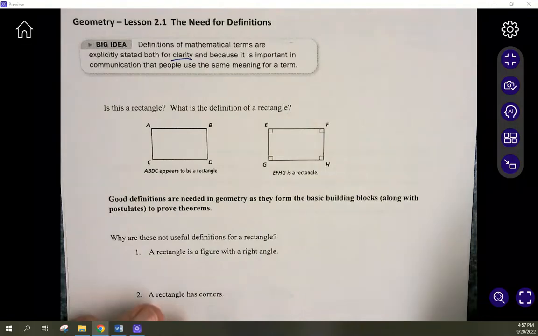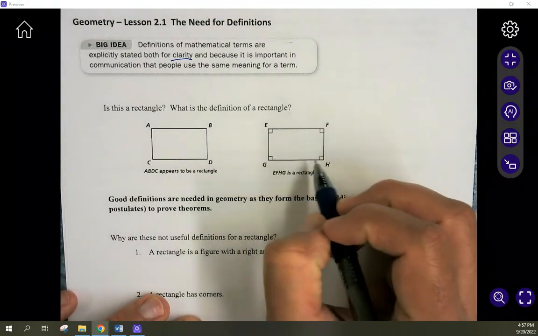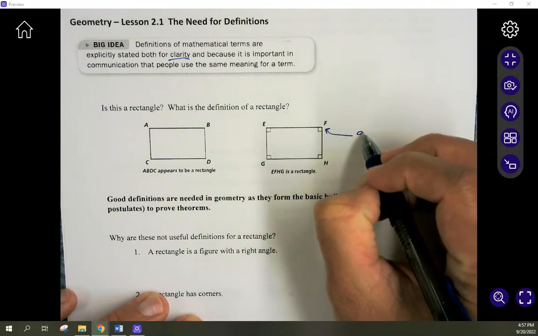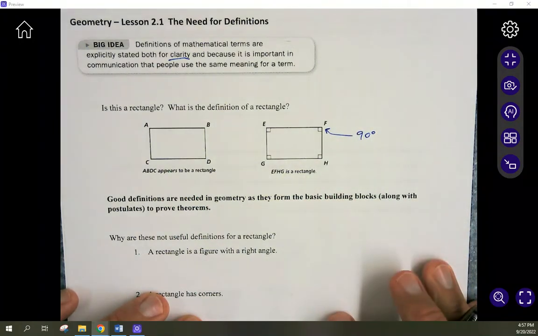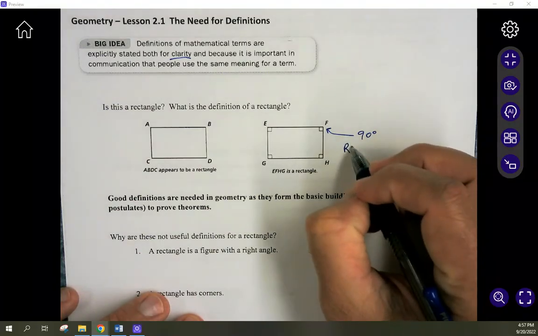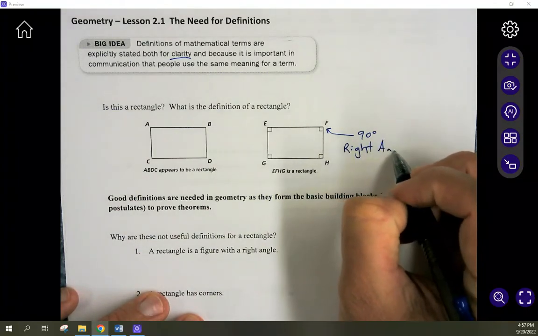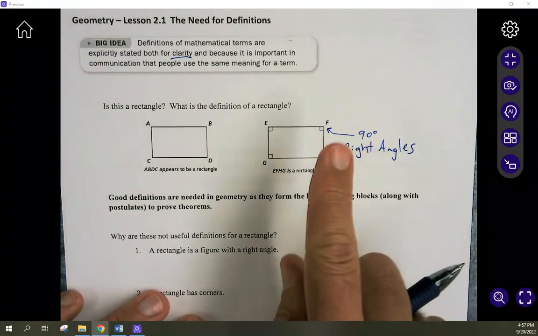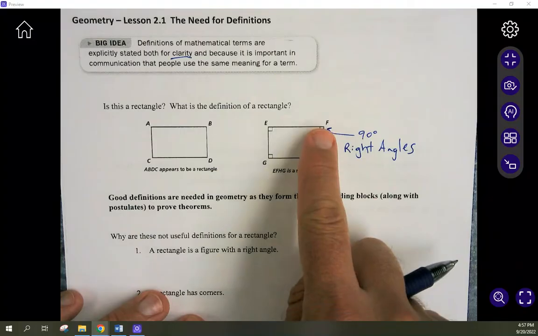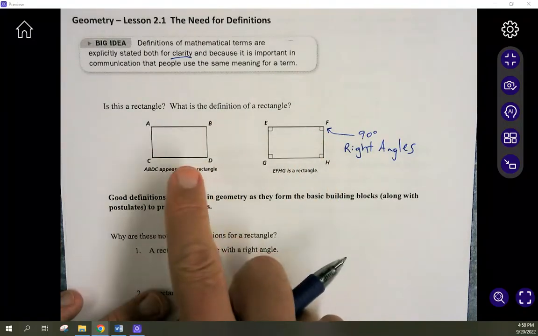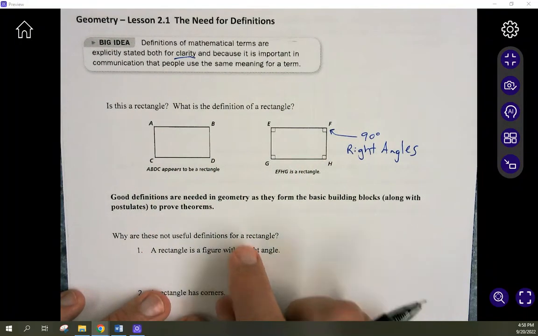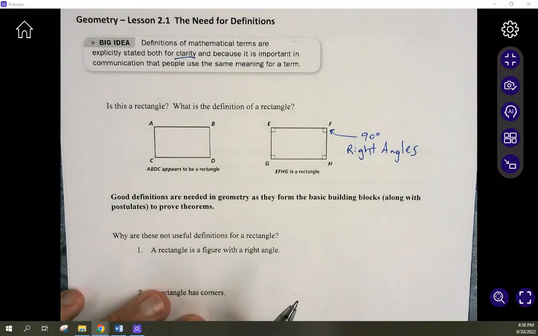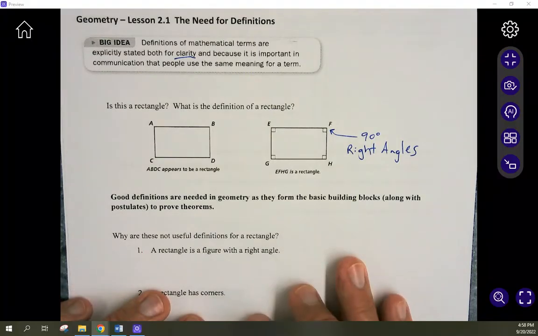So what's the difference between the two? Well, this one has these little markings. First of all, let's make sure we understand what those markings represent. Those markings show that those angles are 90 degrees or right angles. So in order for me to say that this is a rectangle, I must see that there are right angles. While this one appears to be a rectangle, I can't prove that it is unless I have these right angles. So what's the definition of a rectangle? We'll actually write that here in a minute.